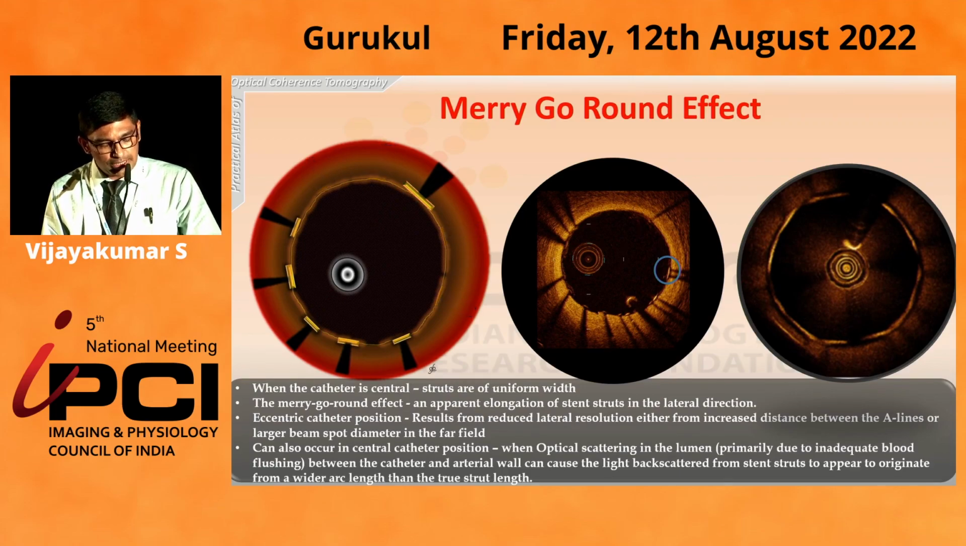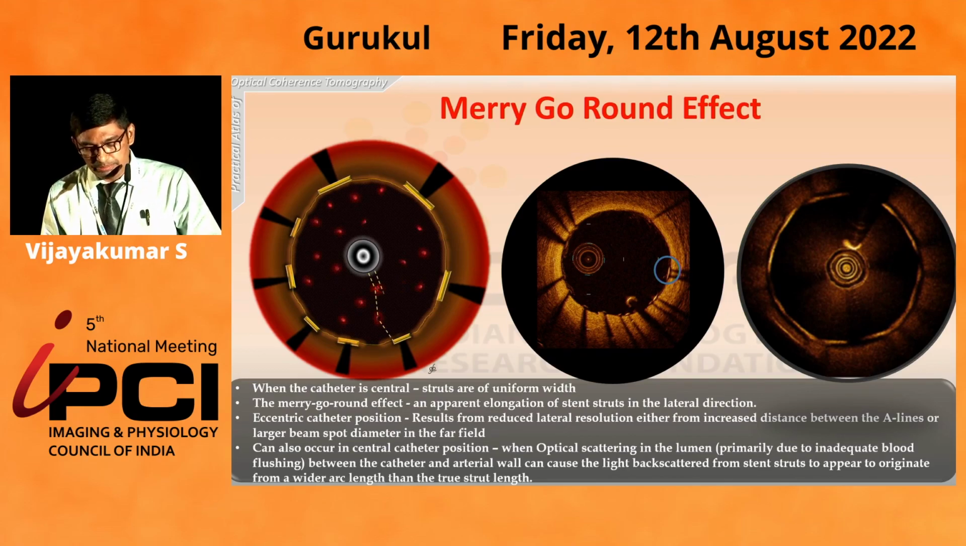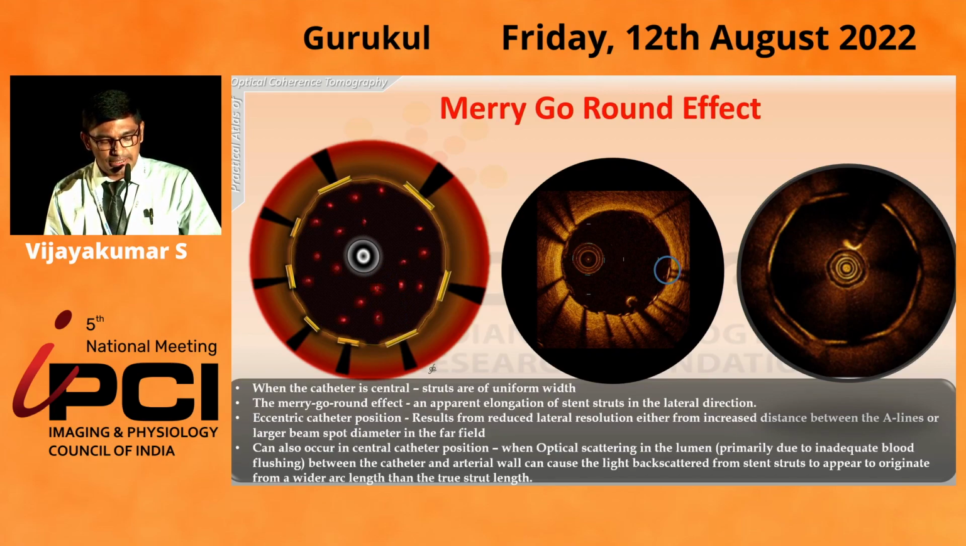It can also occur when the catheter is in the center position, when there is optical scattering within the lumen produced primarily due to inadequate flushing between the catheter and arterial wall, which can cause light backscattered from the stent struts to appear to originate from a wider arc rather than the correct length. So that results in elongated stent struts in the lateral direction and a merry-go-round artifact that was shown in this field.